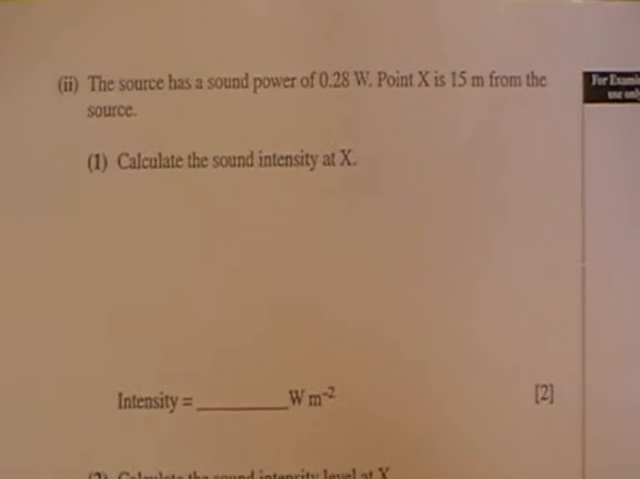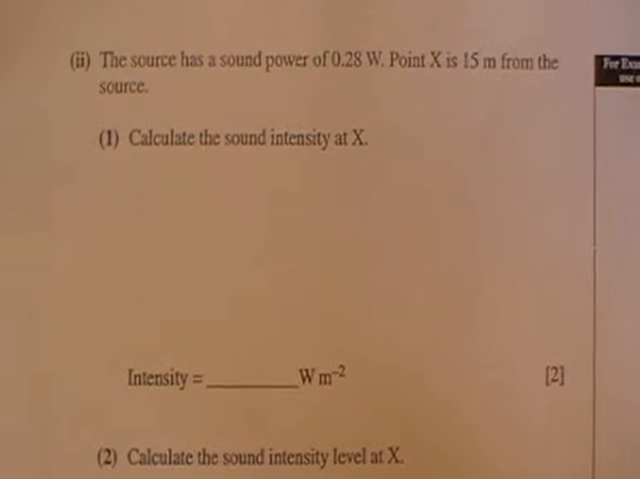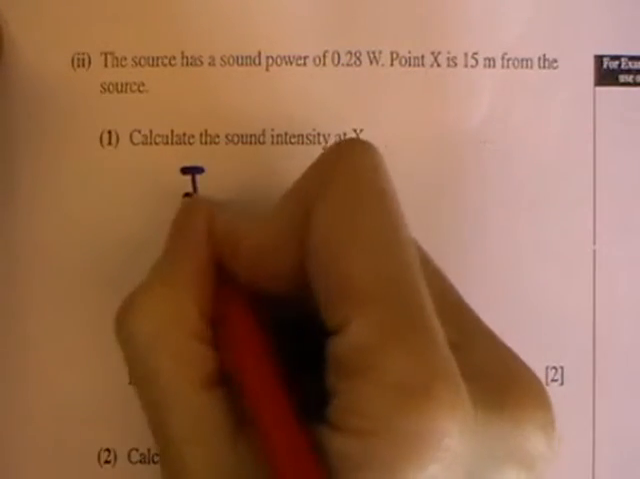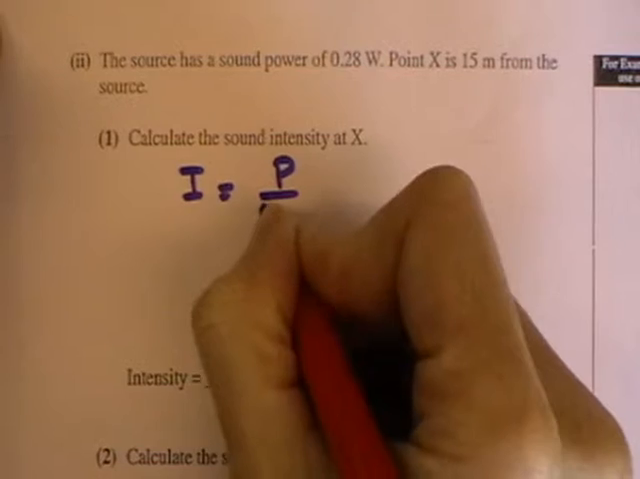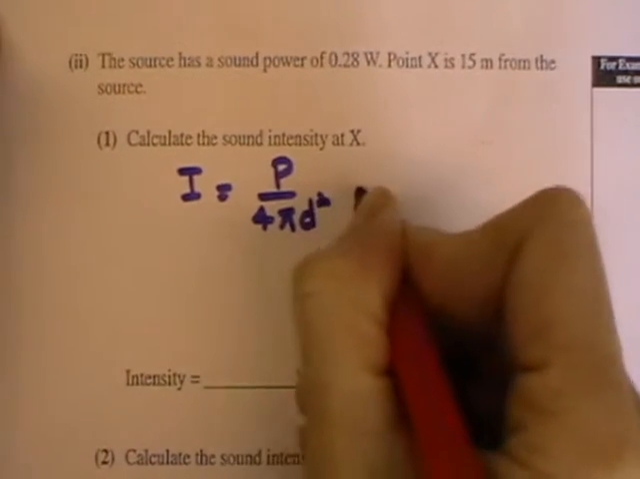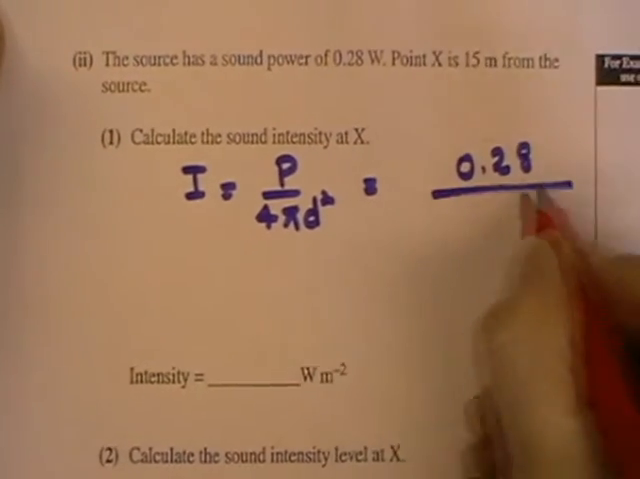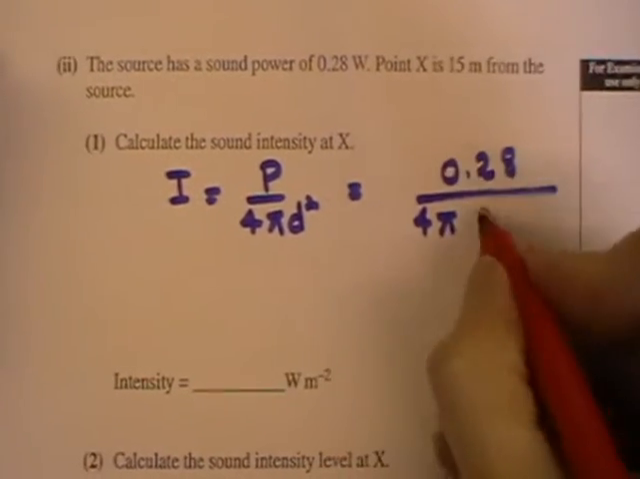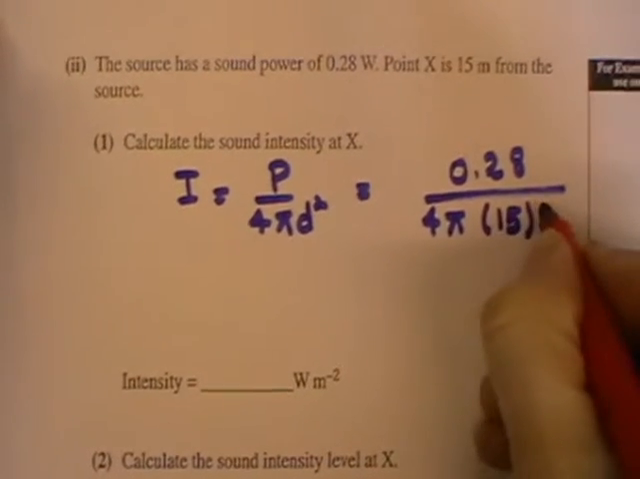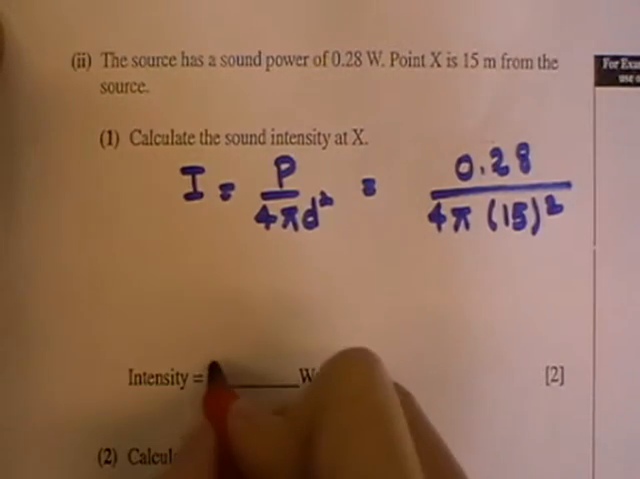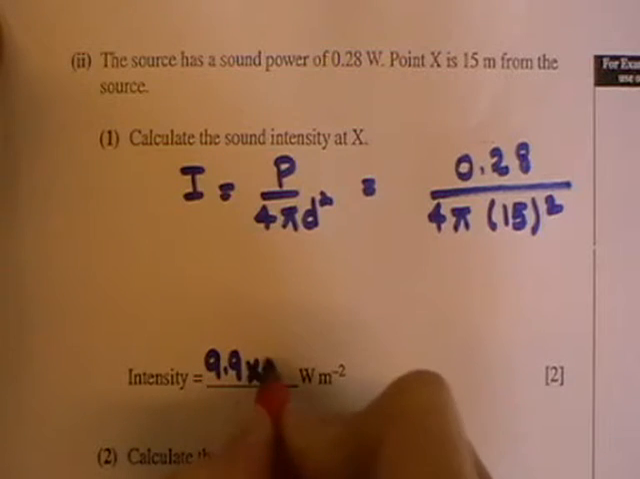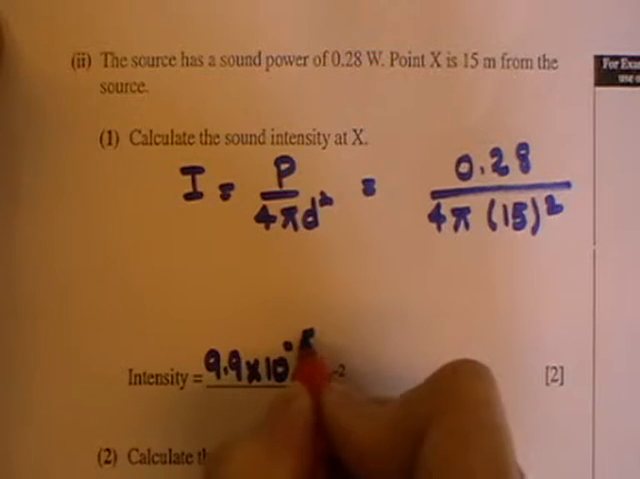The source has a sound power, this is part 2, of 0.28 watts. Point X is 15 metres from the source. Calculate the sound intensity at X. So you're just using that equation. I is equal to P over 4 pi d squared. And P is 0.28, and d is 15 metres, and the 15 is squared. And when you put that in your calculator, that comes out as 9.9 by 10 to the minus 5.